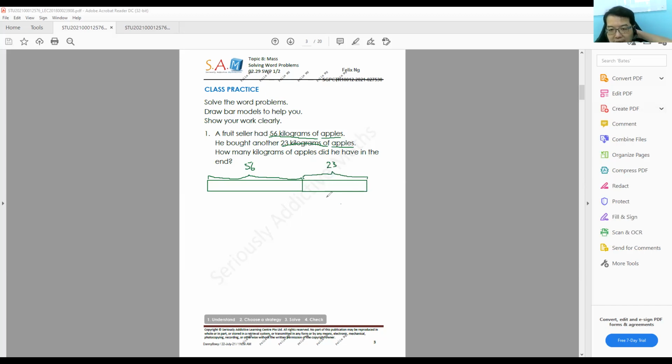How many kilograms of apples did he have in the end? So where should I put the question mark? It's in total, right? It's all together. So the question mark will be from here to here. I put a question mark here. For this one, it's quite straightforward. The question mark is simply 56 plus 23. Answer is?